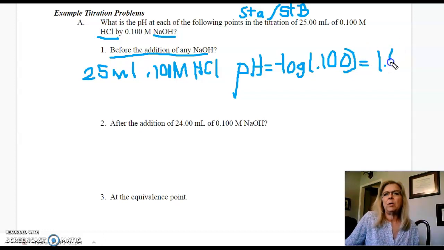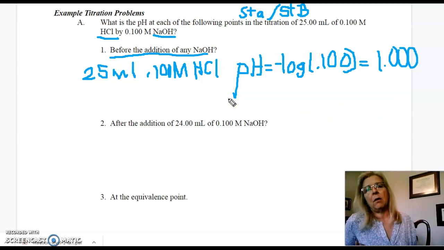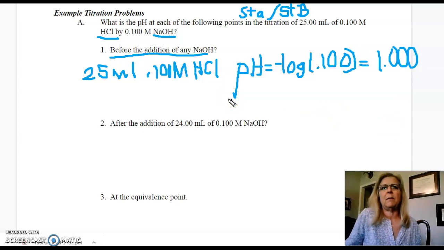But let's make sure we use our number of significant figures correctly. We will make sure that our pH is written with 3 decimal places, because we have 3 significant figures. Okay, so far so good. Let's go ahead and move on to the second situation because we have not added any NaOH here. We're going to add in the next part, so I am actually going to erase this so I can keep scrolling up.